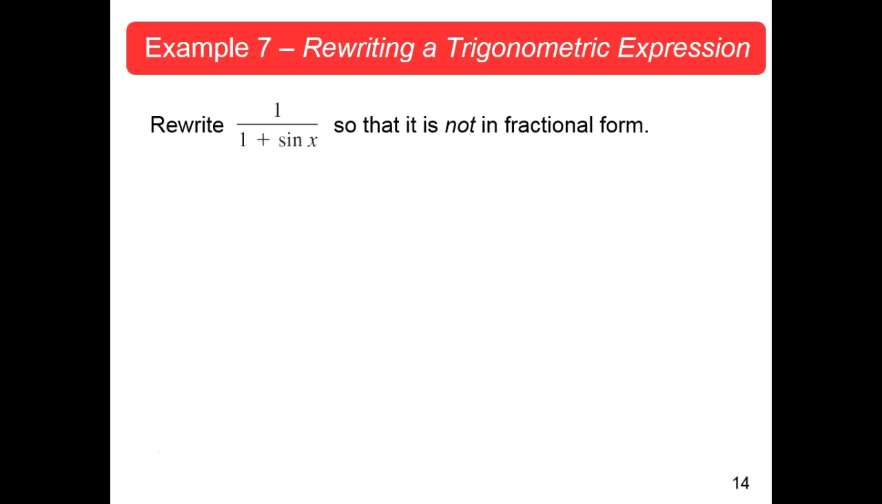Book situated here. All right, we're on example 7, bottom of page 351. It says rewrite this expression 1 over 1 plus sine x so that it is not in fractional form. In other words, get rid of the denominator. Okay, so how do we do that? What would be your first step?